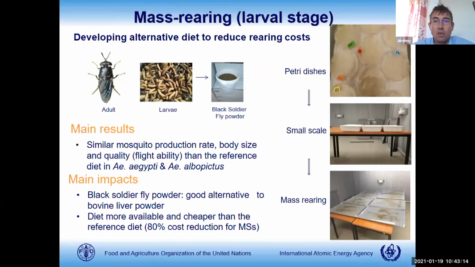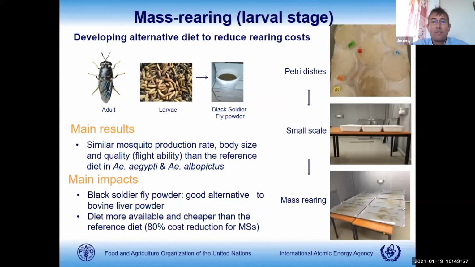So just to give you some examples of results that we had in our lab, we demonstrated that you can use a powder made of black soldier fly larvae, and you can replace the bovine liver powder with this insect protein, and you get very good results. We demonstrated that the quality of the sterile males that you produce with this method is the same as with bovine liver powder. And black soldier fly powder is more and more available worldwide. It's easier to import than bovine liver powder.